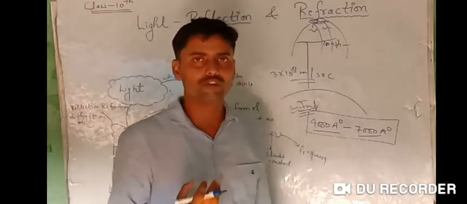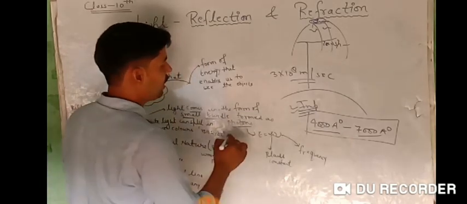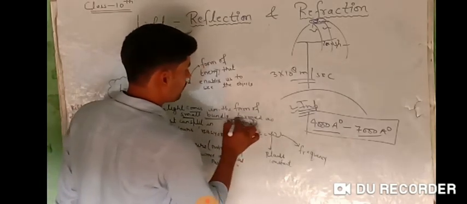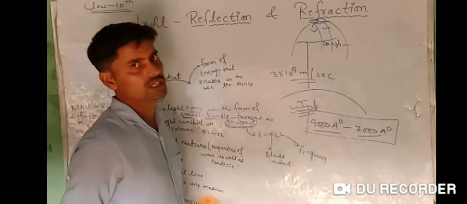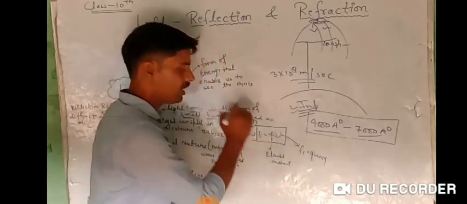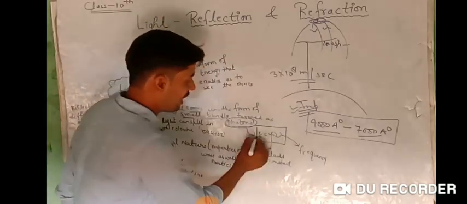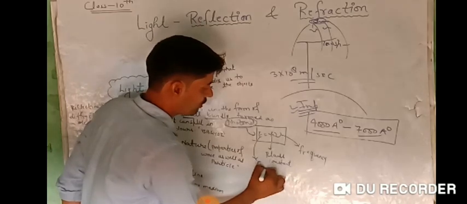Now, light comes in the form of small bundles of energy, which are termed photons. The energy of each photon is E equals h nu, where E is the energy of the photon.